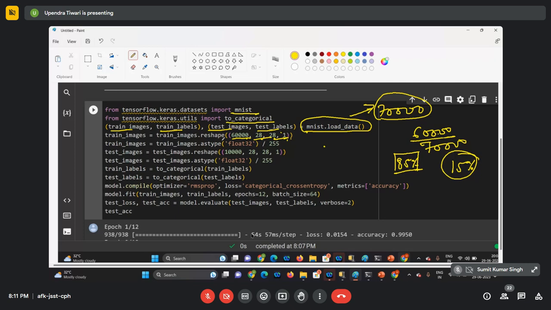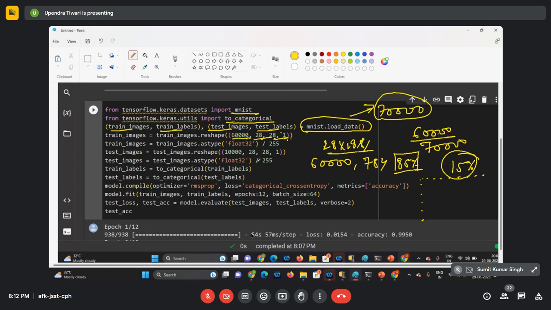For doing the reshape, we'll multiply this 28 by 28 by 1. What is the value, guys? 784. So what will become the shape? It will become 60,000 comma 784. Now you see, in the rows we'll have 60,000, and in the columns we'll have 784. It means it has now become a two-dimensional data set.